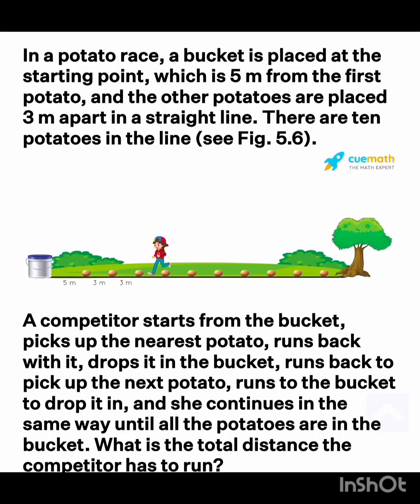In a potato race, a bucket is placed at the starting point, which is 5 meters from the first potato, and other potatoes are placed 3 meters apart in a straight line. There are 10 potatoes in a line.